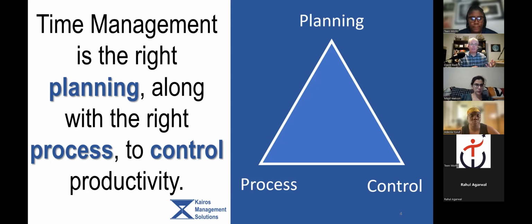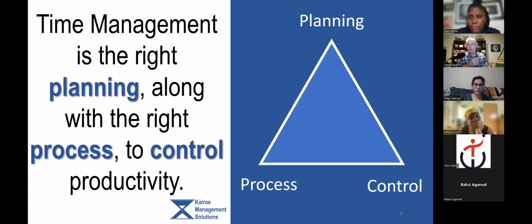Then the next thing is process, or another word for that is really execution. How well are you going to execute against the plan that you just established? And then the third element is control, and it's your control. How well are you going to, through the planning and the process that you do, control your time to get done with what you need to get done?